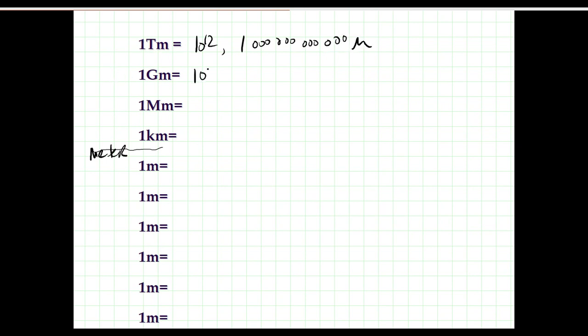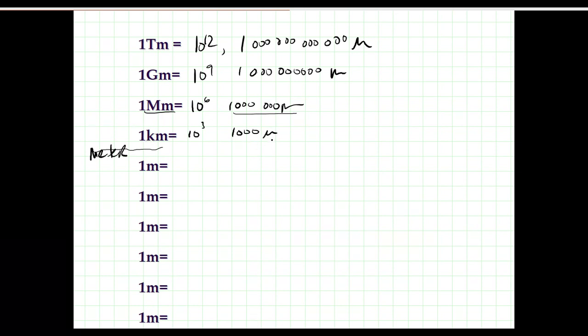A gigameter is 10 to the 9th, or 1 billion meters. A billion meters. 1 megameter is 10 to the 6, or a million meters. A kilometer, 10 to the 3, or 1,000 meters. Kilometer, same thing as 1,000 meters.